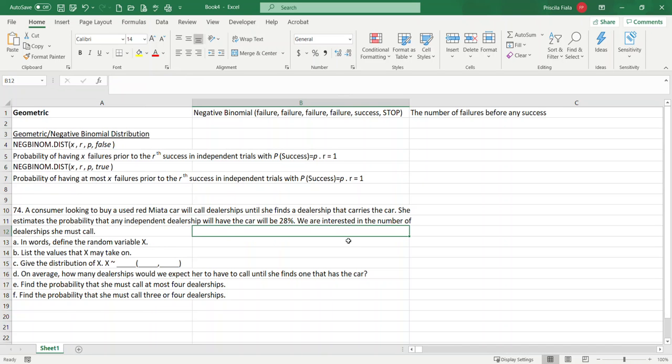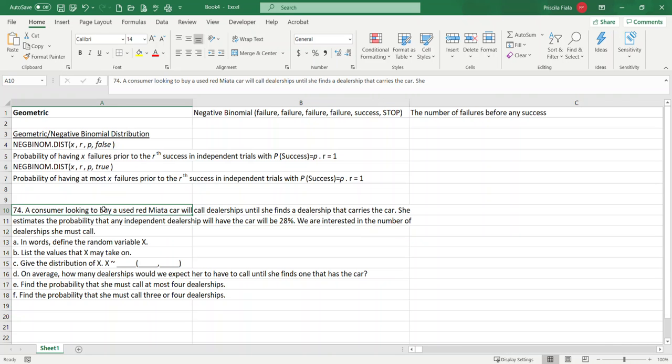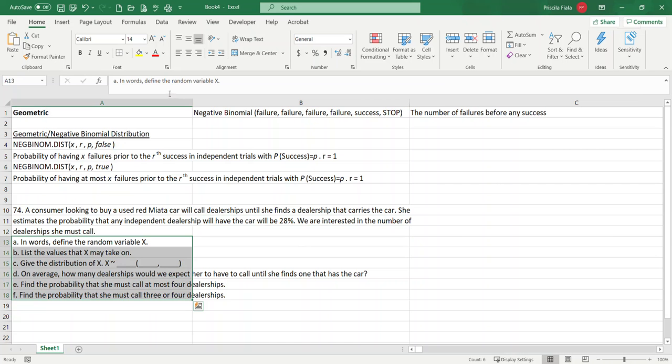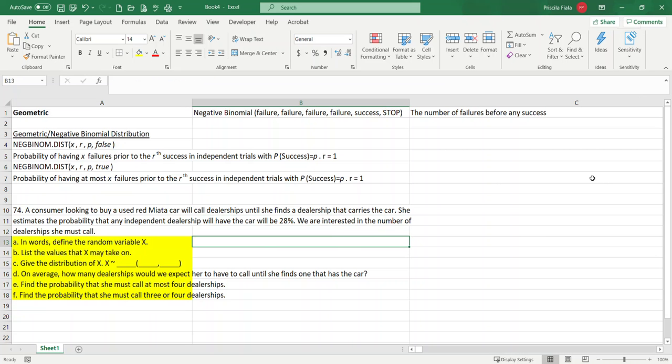Oh, and then you're thinking, well, how am I supposed to know this is supposed to be a geometric problem? Well, if you look here, a consumer looking to buy a used red Miata car will call dealerships until she finds one that carries it. So pretty much you're going to fail all the way until you find a success. And it gives you a percentage and a probability. So you're definitely dealing with the geometric distribution. So let's start the problem, where you're going to be asked to answer in words.